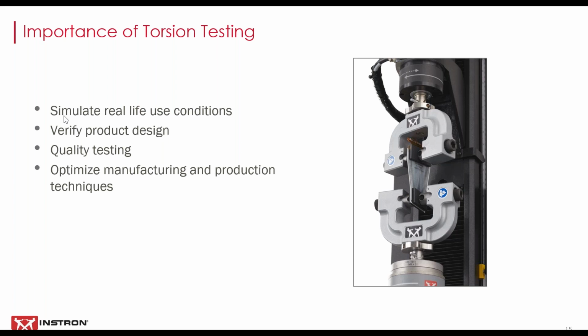Torsion testing can be an important part of simulating those real-life use conditions, and this can help engineers verify design, confirm that their product meets their quality requirements, and validate that suitable manufacturing techniques are being used.